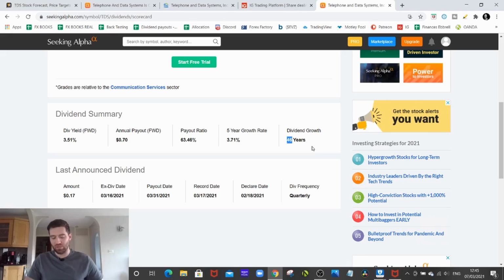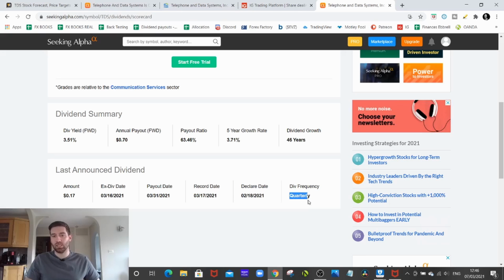That makes it incredibly attractive to income investors like myself, although I typically am a bit of a yield chaser and I'm looking for higher yields than that. But for investors that want a safe dividend that will be consistent, 46 years worth of growth is pretty good. And it's a reasonable yield. They pay it quarterly. That's probably all you need to know in terms of the dividends.